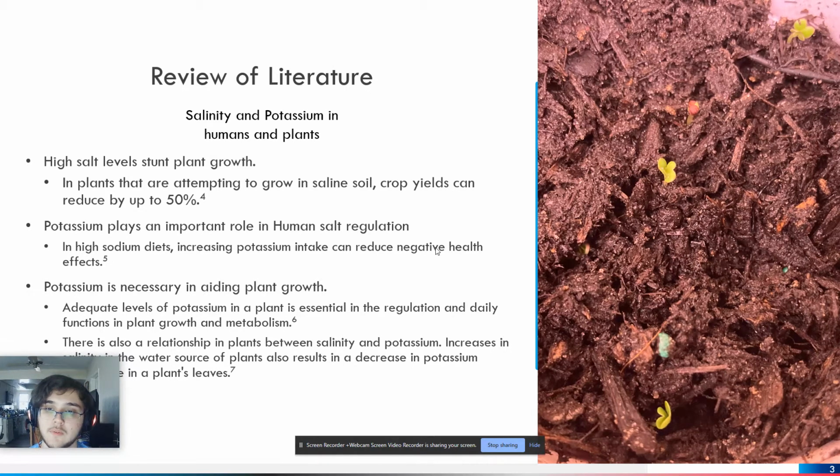Potassium plays an important role in human salt regulation as well. In high sodium diets, increasing potassium intake can reduce the negative effects. Potassium is also necessary in the adequate growth of plants. High levels of potassium are essential for the growth, regulation, and daily function of plants and their metabolisms. There also does exist a relationship between salinity and potassium. Increases in the salinity of a plant's water source also decrease the potassium levels in a plant's leaves.